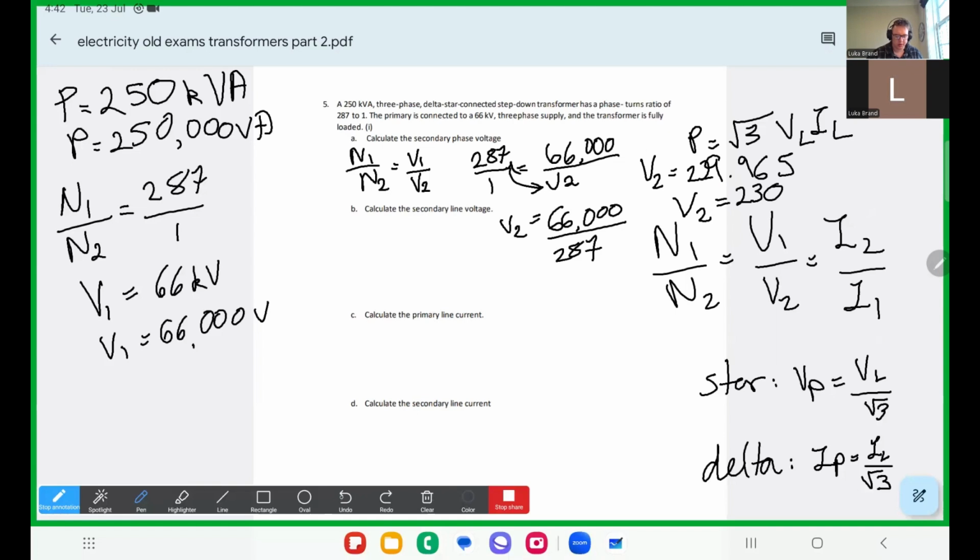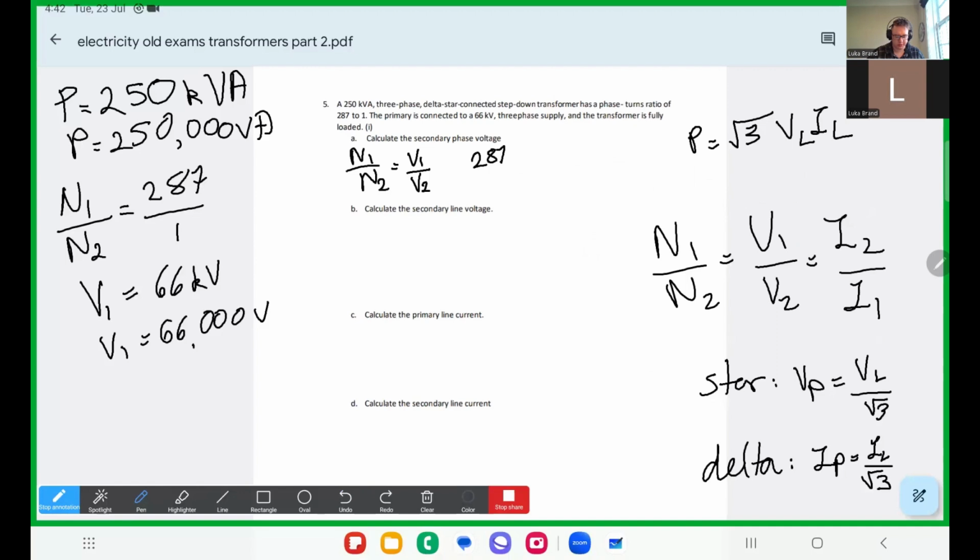All right. Now, the question is asking me to find the secondary phase voltage. This equation always gives it to me in phase. So that tells me that this V2 is the secondary phase voltage, which means I have answered the question. All right, just clearing the space for us. So I'm going to put V equals 230 volts.